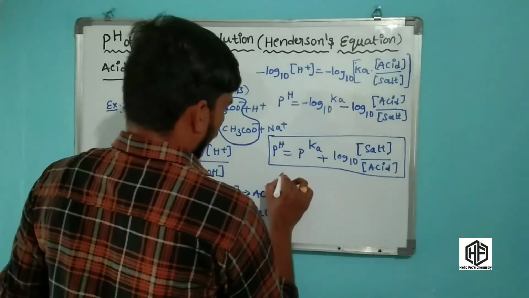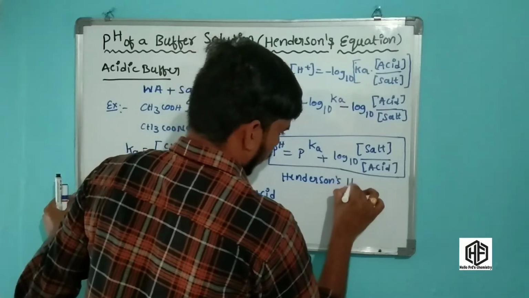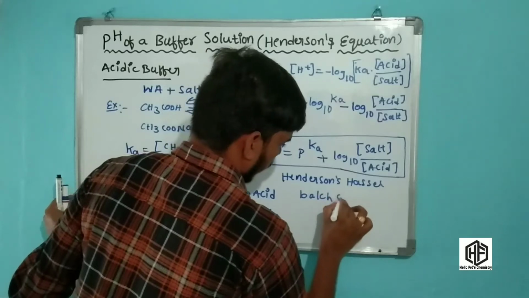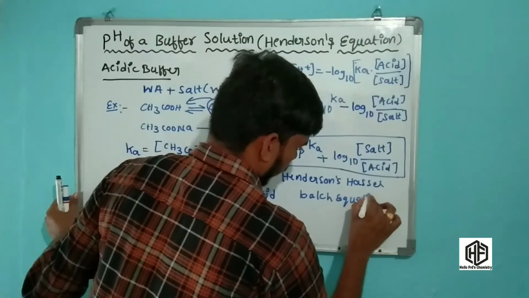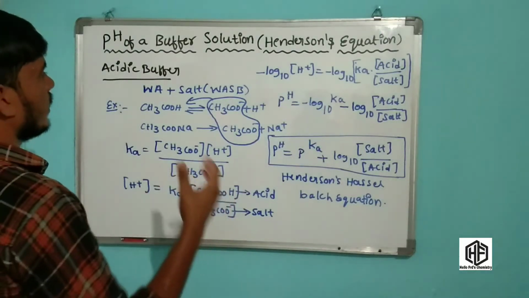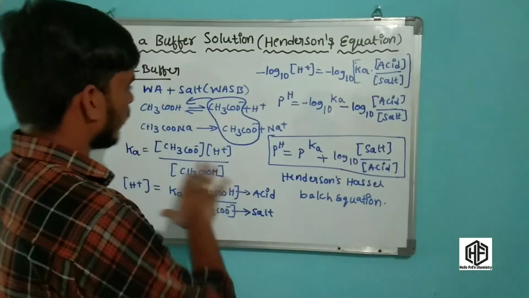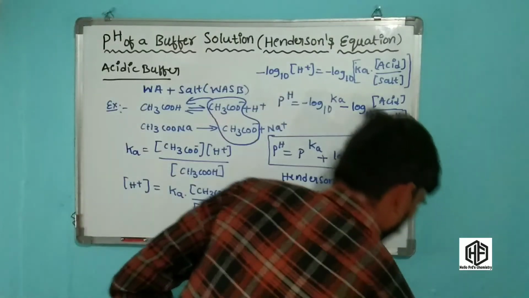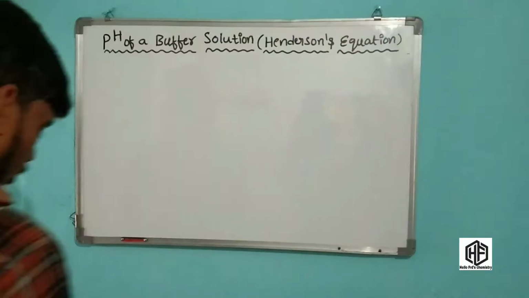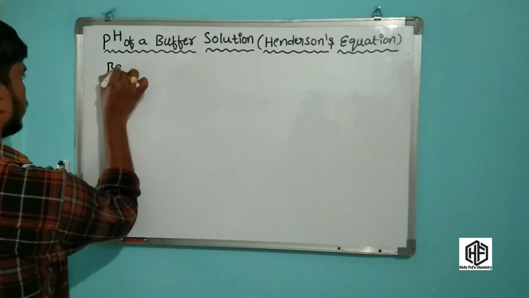This is called Henderson-Hasselbalch equation. Okay friends, this is the acidic buffer. Now another category is called the basic buffer. Now we have to calculate the pOH. This is clear friends. Next one is the basic buffer.